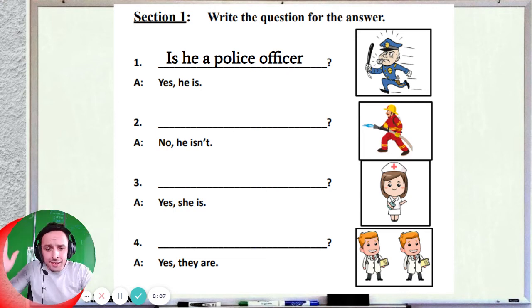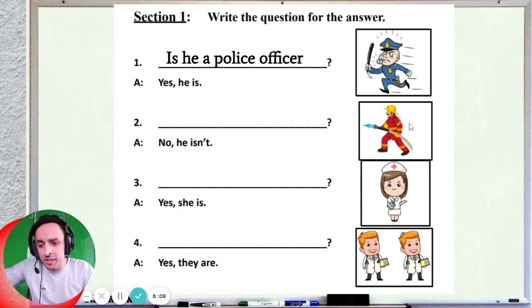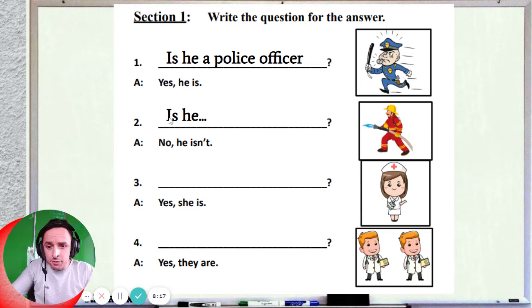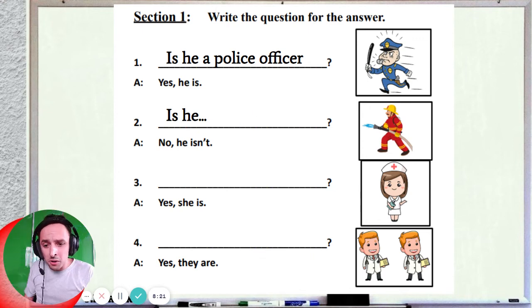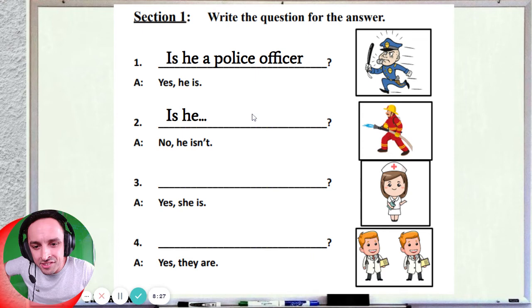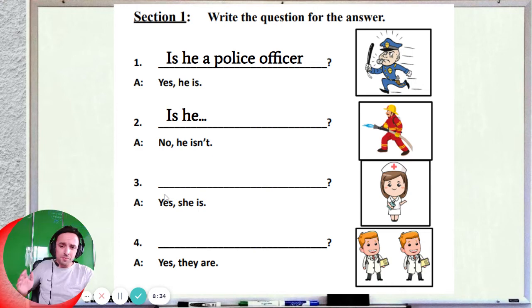It can be anything, anything but firefighter. Because if it's firefighter, it'd be yes. So not firefighter. So you have to write, is he a...? You could say, is he a doctor? Is he a student? Is he a nurse? Is he a cook? Is he a vet? Okay, that is what you need to write, because the answer is no, he isn't.